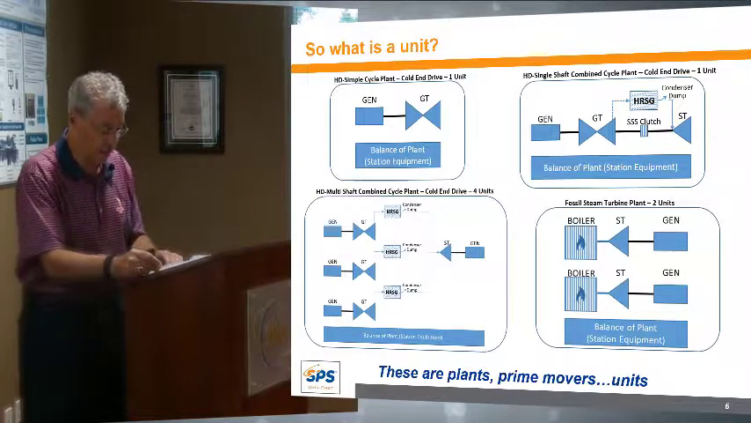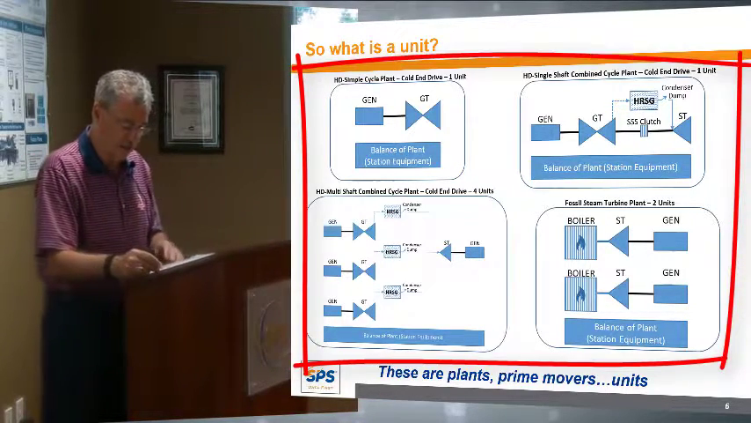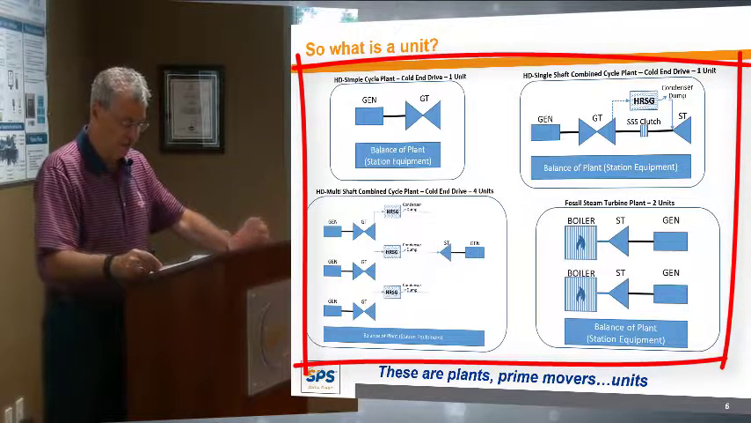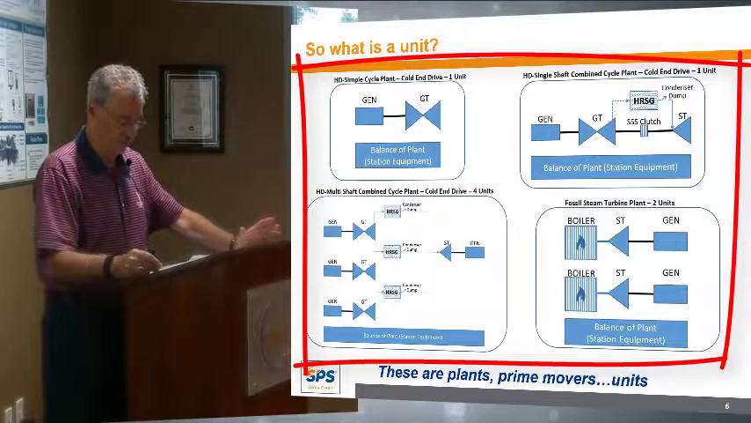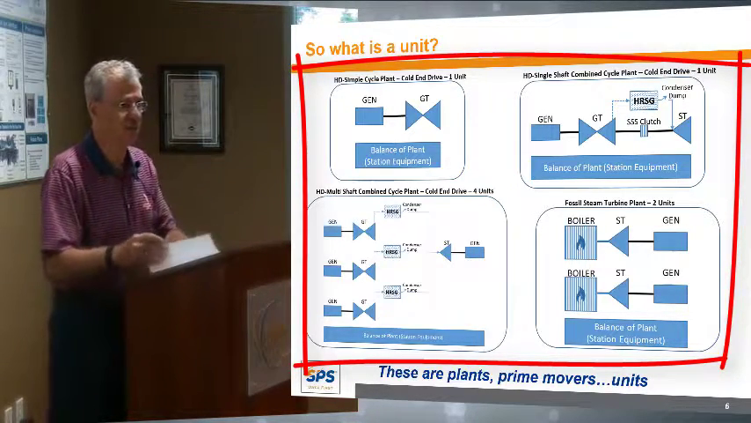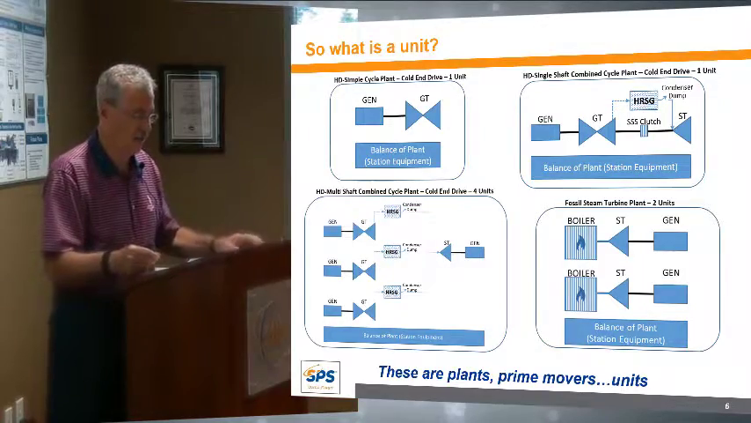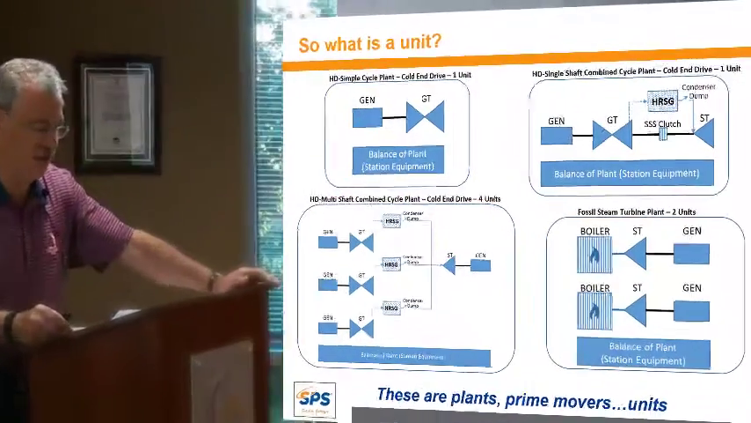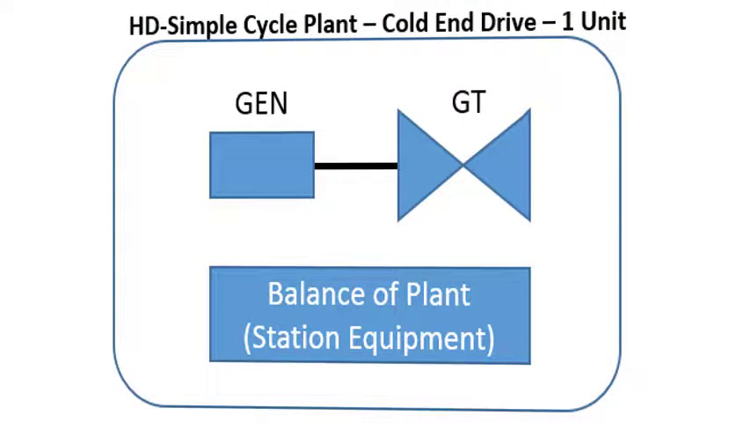And here are some examples of plant arrangements, typical layouts that you need to be familiar with and understand. They are not just pictures. When I look at these charts, they tell me a story. The arrangement on the upper left is a simple cycle configuration using heavy-duty gas turbine technology.